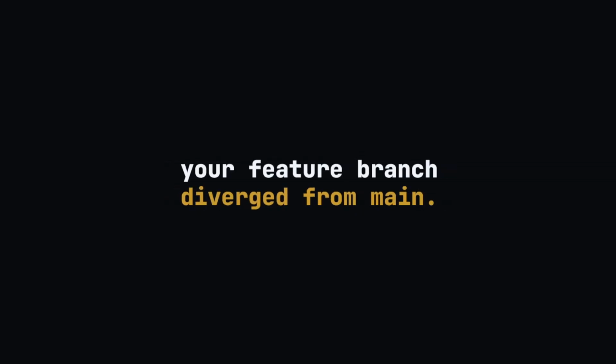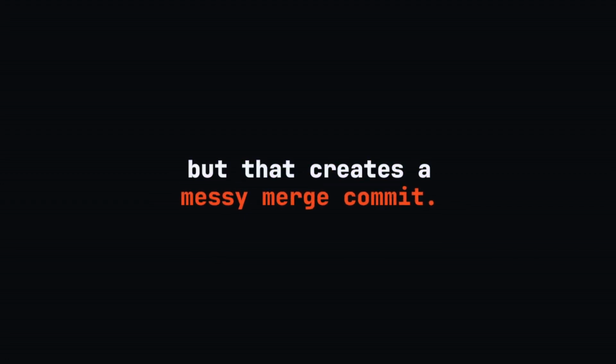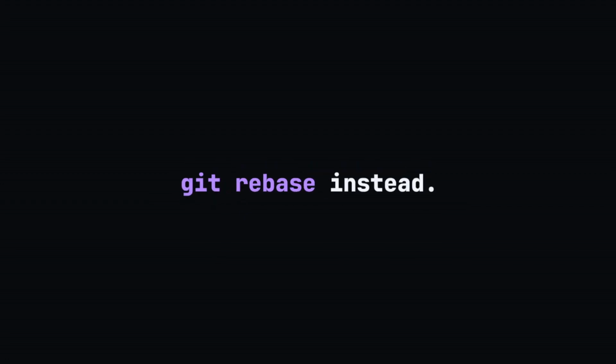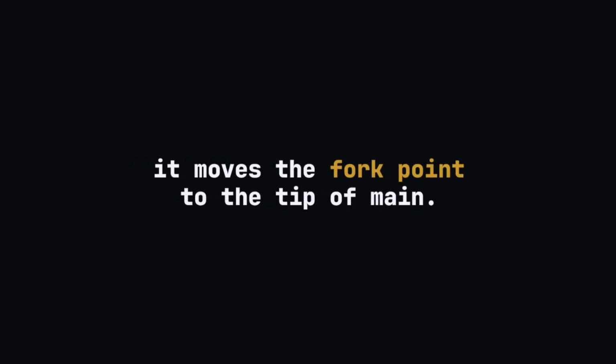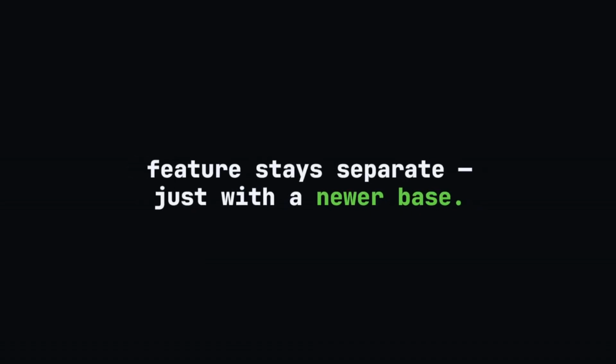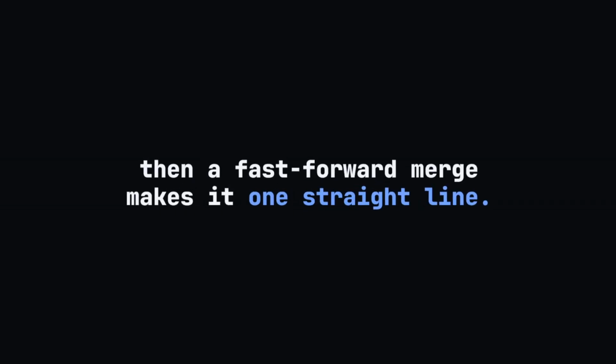Your feature branch has diverged from main. Main moved ahead while you were working. You could merge, but that creates a messy merge commit in your history. Instead, use git rebase. It moves the fork point to the tip of main and replays your commits on top of the latest code. So your feature branch stays separate, just rebuilt on a newer base. Then a fast-forward merge turns everything into one straight line.